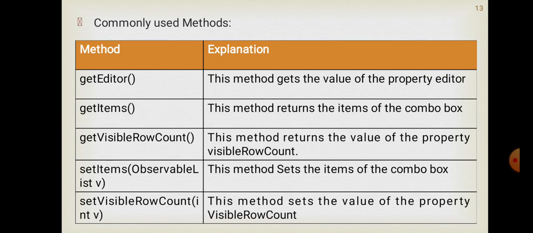What is the use of getEditor? It is used to get the value of the property editor. getItems is used to return the items of the combo box. getVisibleRowCount returns the value of the property which is visible to the user. setItems is used to set the items of the combo box. And setVisibleRowCount is used to set the value of the property visibleRowCount.